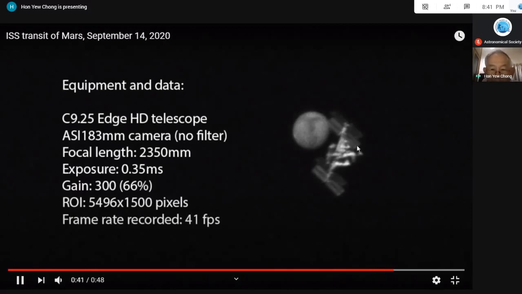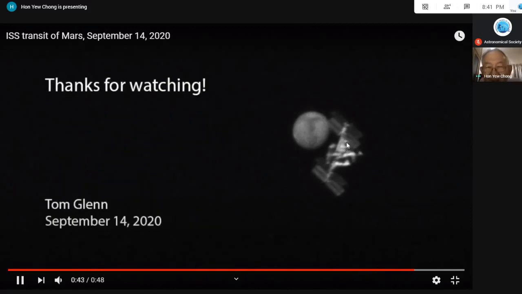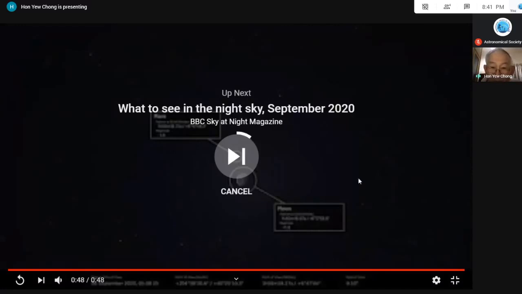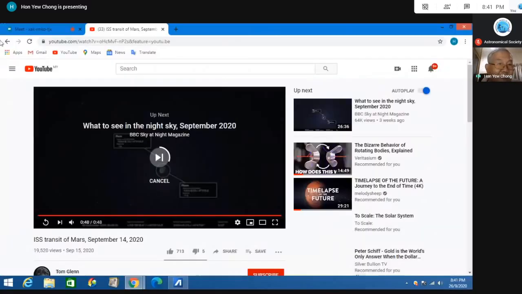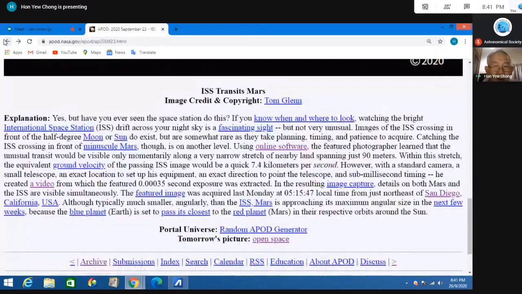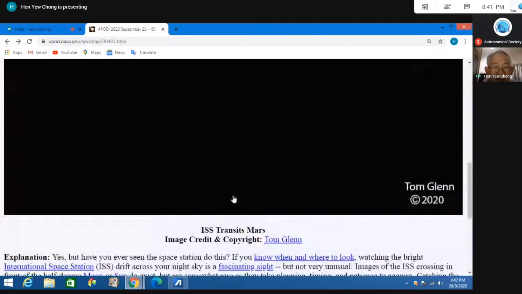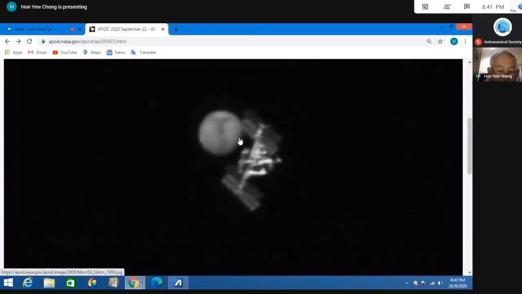And he was able to capture where you have one of the solar panels of the ISS block off the image from the Mars behind. Mars is very small, you know. So this is very great. Fantastic. All right. So this is our ISS transit of Mars.